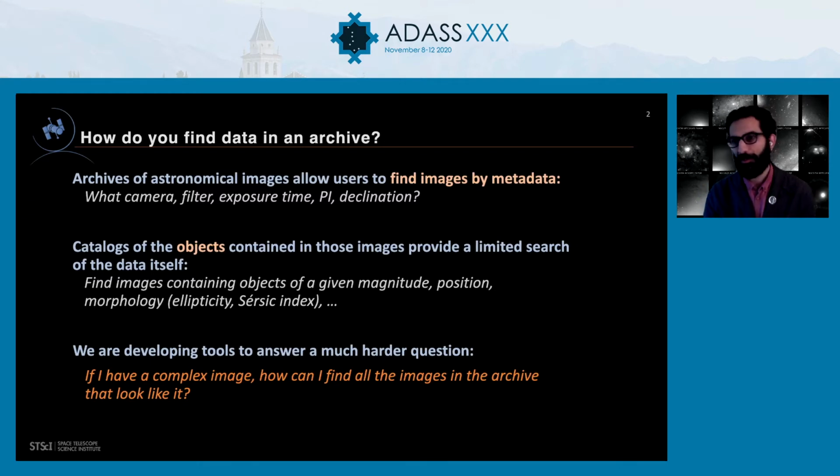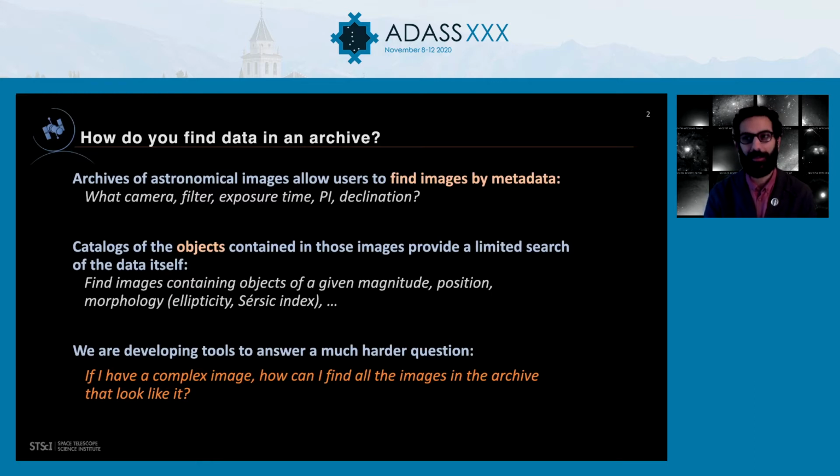One way we've solved this problem of looking for things that we actually took pictures of is making catalogs, just like you heard in this previous talk. The catalogs contain some kind of metadata about the individual objects: magnitude, position, morphology, opticity, Sersic index, etc. But we were trying to answer a harder question.